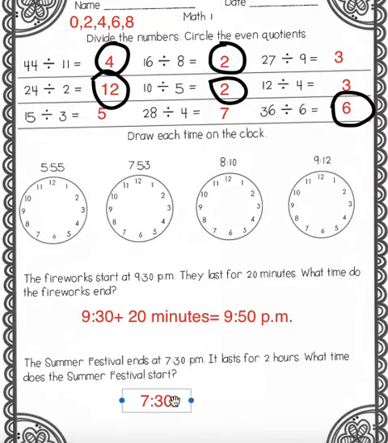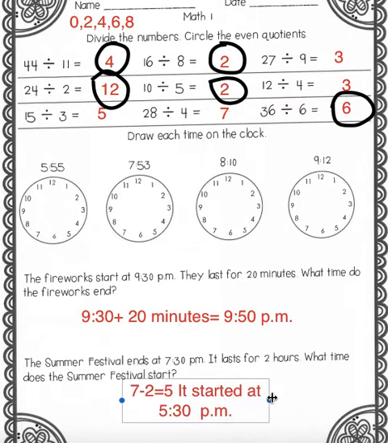So I need to subtract my 2 hours from my 7 here, because this is the hour and this time's 7. And it started 2 hours before this, so I would need to take away those 2 hours. So that would equal 5, which would mean that it started at 5:30 p.m. Let me stretch that out a little.